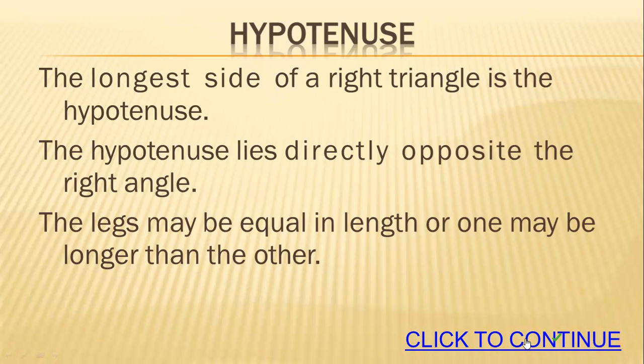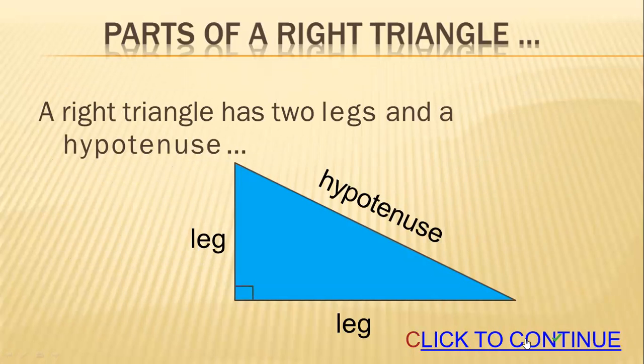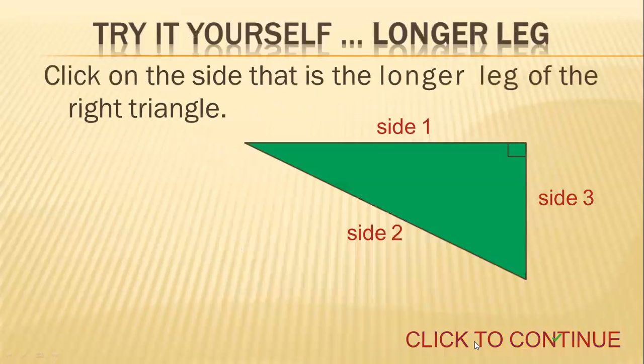Okay, now let's see the next one. A right triangle has two legs and a hypotenuse. So this is one leg, this is the second, and this is the hypotenuse. Now let's see the next one. Click on the side that's the longer leg of the right triangle. So side number two is the longest. Wait, wouldn't the hypotenuse be... Is the hypotenuse a leg? Try it yourself. Longer leg.